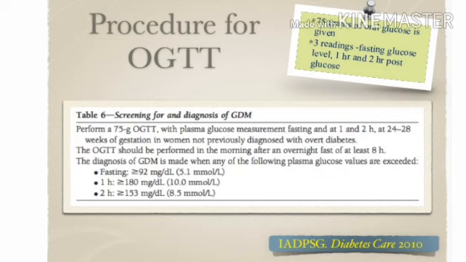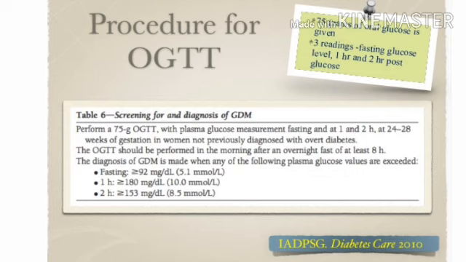OGTT should be performed in the morning after an overnight fast of at least 8 hours. First of all, fasting blood glucose level is monitored, then 75 gram of oral glucose is given. After that, 2 more readings of glucose levels are taken, 1 hour and 2 hours after the glucose intake. This is the procedure. And the diagnosis of gestational diabetes mellitus is made when any of the following plasma glucose values are exceeded.